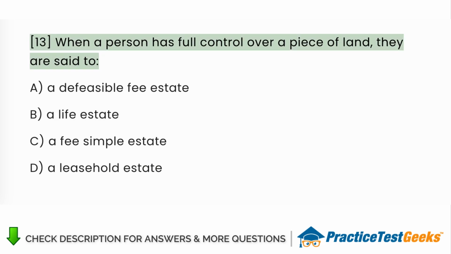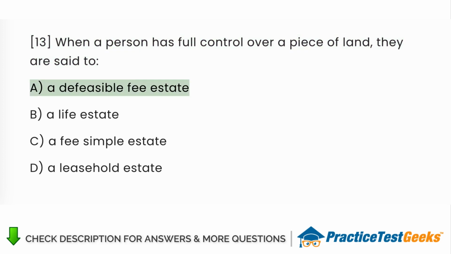When a person has full control over a piece of land, they are said to have A. A defeasible fee estate. B. A life estate. C. A fee simple estate. D. A leasehold estate.